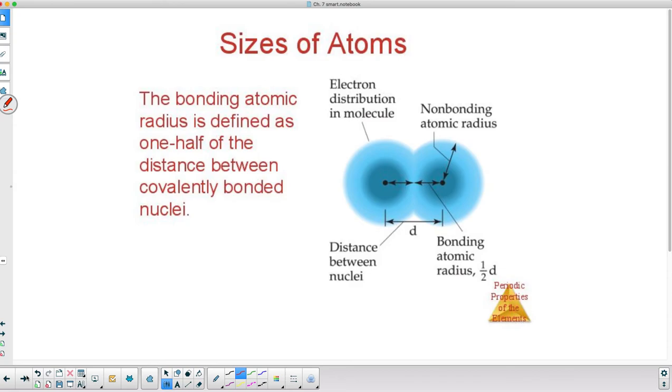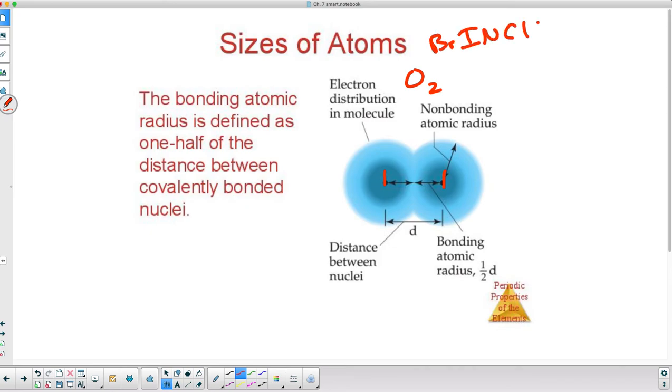Now let's talk about size of the atoms. So the bonding atomic radius is defined as 1/2 the distance between the covalently bonded nuclei. In this case, you would expect these two to be the same, right? So maybe something like oxygen, where it's O2, or one of those Brinkelhoffs. You remember the Brinkelhoffs, don't you?